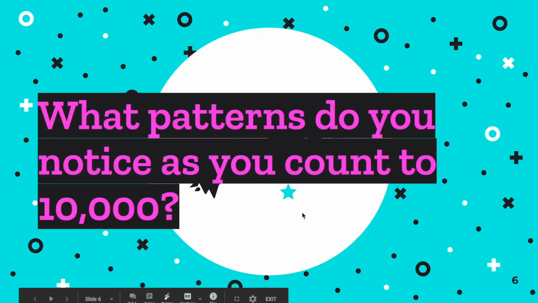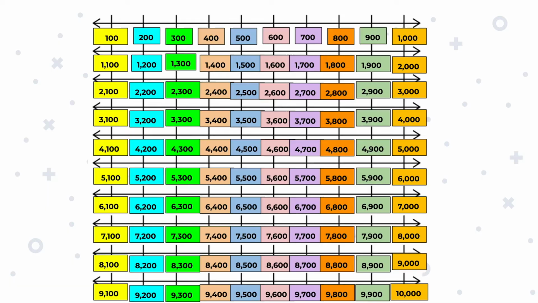Wow, that was a lot of counting. I want you to think about what patterns you notice as we counted to 10,000. You can rewind the video and go back to the chart to see the numbers again. Think about what you saw happening on every number line or in every thousand. Now let's go back to our original question. How many hundreds are in 10,000?